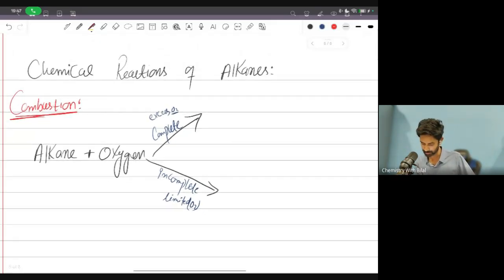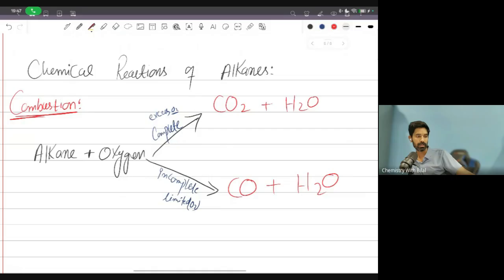A complete combustion of alkane, alkene, alcohol, koi bhi cheez hai, it always give you CO2 and water. And incomplete combustion always produces CO2 and water. You can balance every equation afterwards. So combustion is of two types always, a complete and incomplete. Complete combustion will give you carbon dioxide. What type of gas carbon dioxide is?